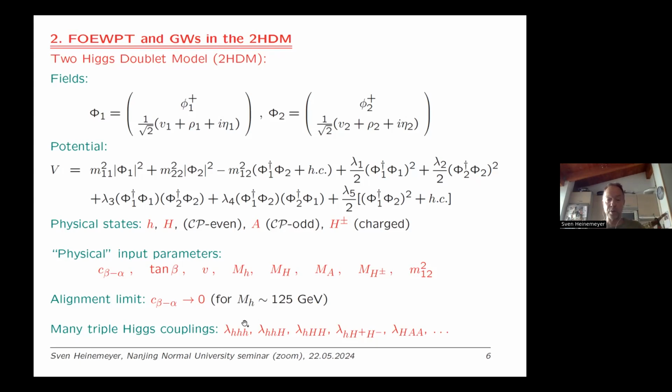Interestingly, in this model, we not only have one triple Higgs coupling like in the standard model, but we have many more of them depicted here, and particularly this one, 2 light, 1 heavy CP-even Higgs. This will play a major role in what I will tell you later on. Okay, this is the playground.